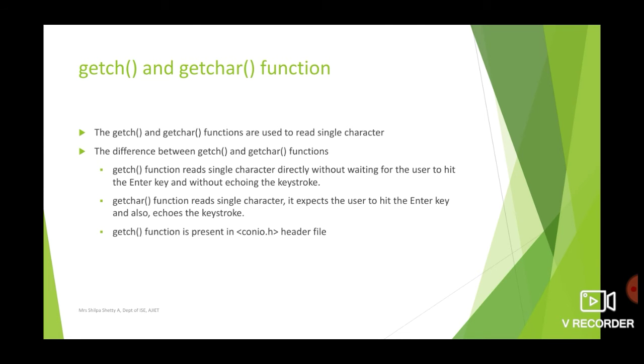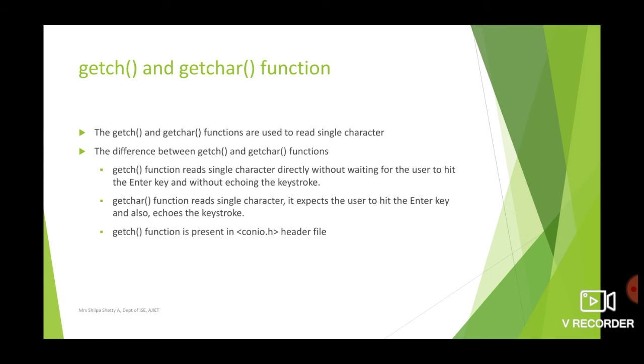The getchar function reads a single character, same as getch, right? But it expects the user to hit the enter key and also echoes the keystroke. So in place of getch, if you use getchar, then the character entered by the user will get displayed on the screen, and also you have to press the enter key to tell that you have finished giving the input. So that is the difference.